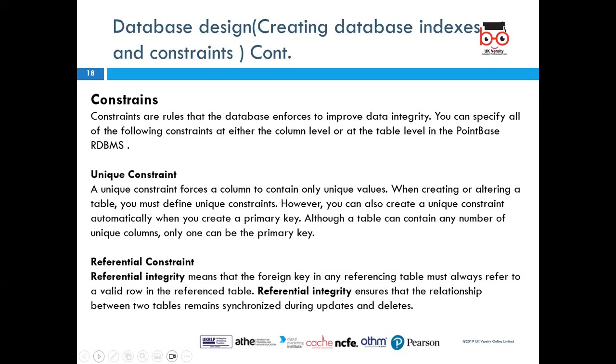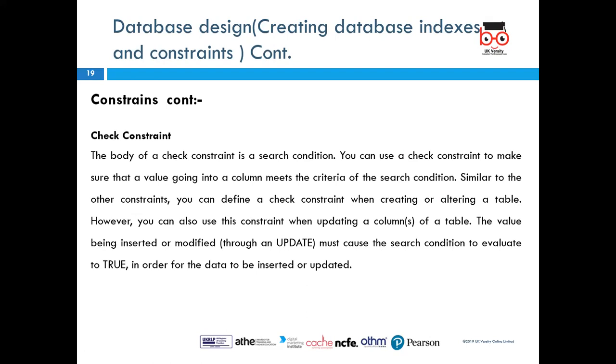Then we have referential constraints, where the foreign key in a referencing table must always refer to a valid row in the referenced table. So how do we check the constraint? The body of a check constraint is a search condition. We can use a check constraint to make sure that the value going into a column meets the criteria of our search conditions.